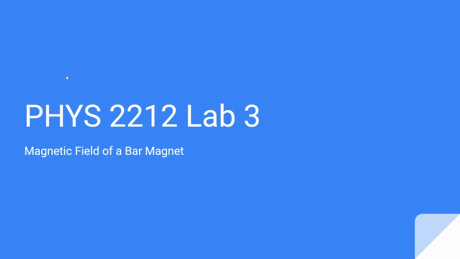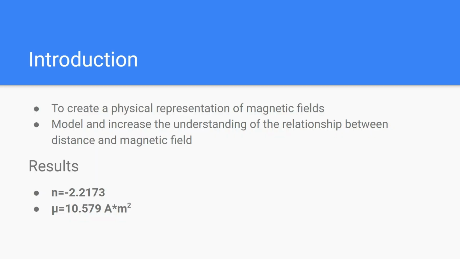Hi, my name is Matthew Mullis, and this is my Physics 2212 Lab Report 3 on the magnetic field of a bar magnet. The purpose of this lab was both to create a physical representation of magnetic fields, one that we could witness in real time, as well as to help model and better increase the understanding for me and my lab group of the relationship between distance and magnetic field.